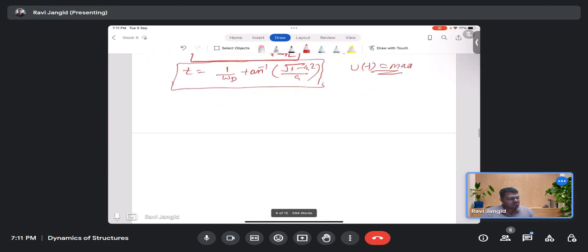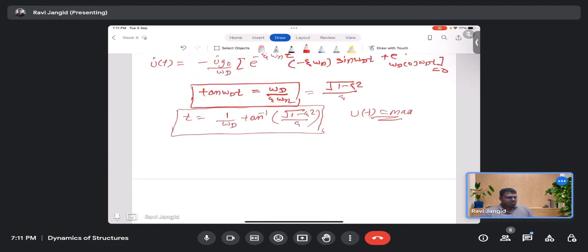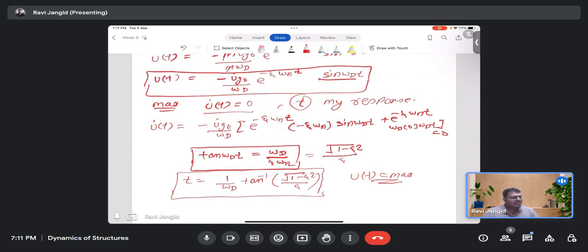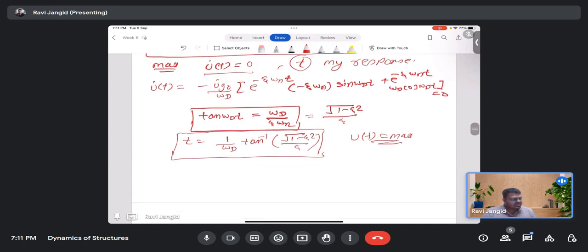Now in this response, I need only the sine omega_d t value. If I have the tan omega_d t as square root of 1 minus xi square over xi, what can I write for sine omega_d t? What would be my sine omega_d t? Anyone? If I have tan omega_d t equal to square root of 1 minus xi square over xi, what would be my sine omega_d t?